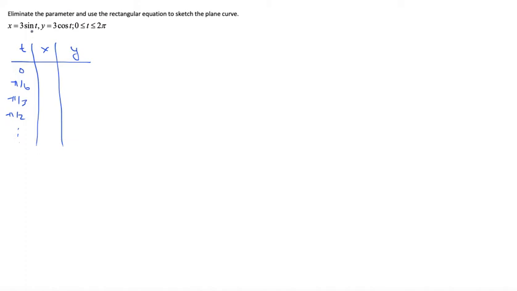Well, we see here that there are 3 variables. You've got x and y, which is good, because we want the equation just to be in terms of x and y. But there's also a t. So how do we eliminate the t? In this particular example, we see the sine and the cosine. We know that sine squared of t plus cosine squared of t is equal to 1. So that's what we're going to do.